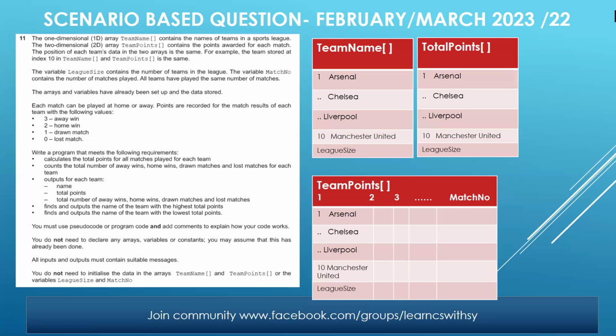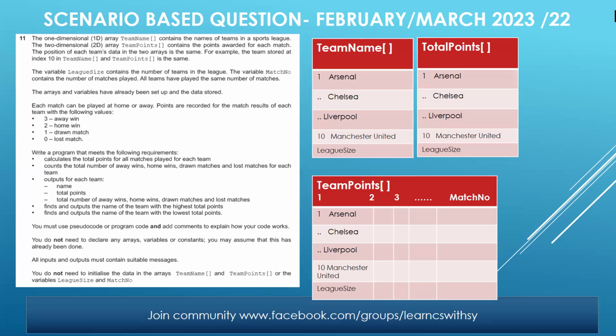So team points contains the points awarded for each match. The position of each team's data in the two arrays is the same. For example, the team stored at index 10 in team name and team points is the same. As you can see here, Manchester United is stored at location 10 in both the arrays. Any questions? Okay, you can keep the names of your own favorite teams, no worries at all, but I've just taken a few of the topmost teams at the moment, fine?